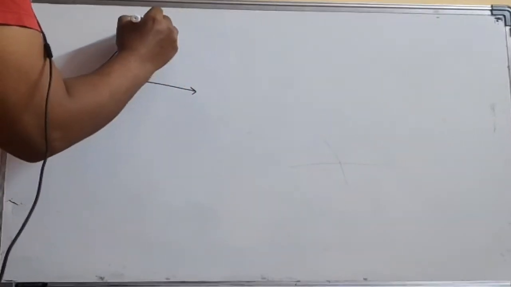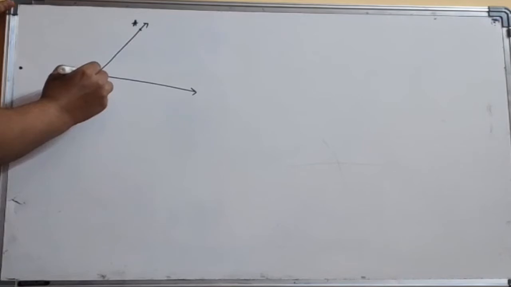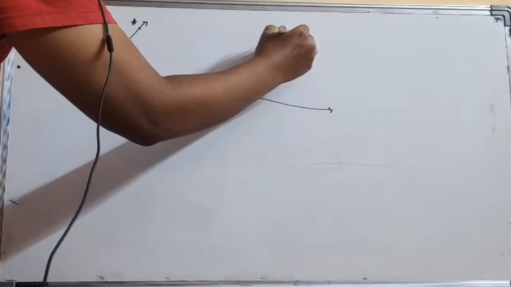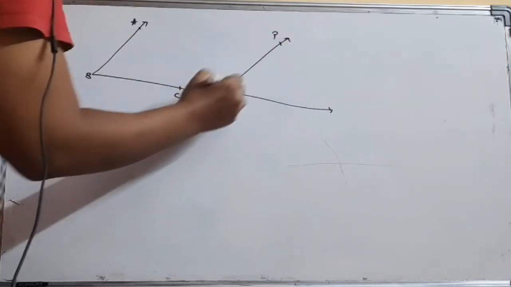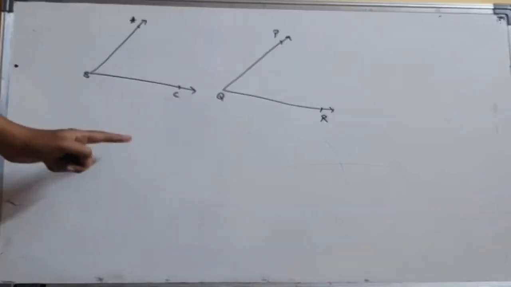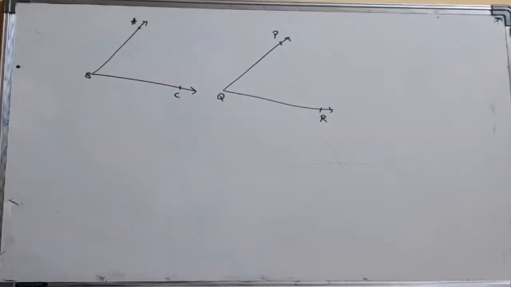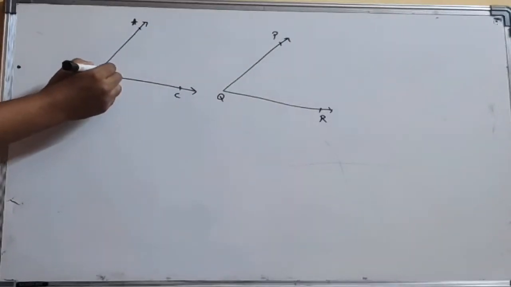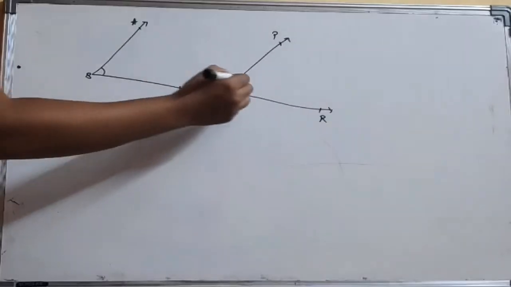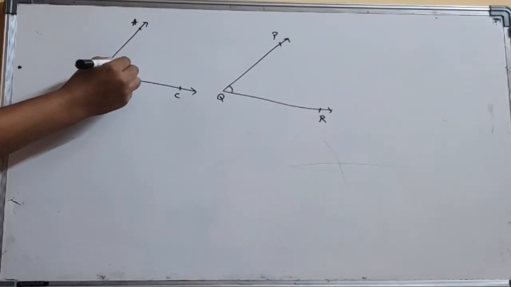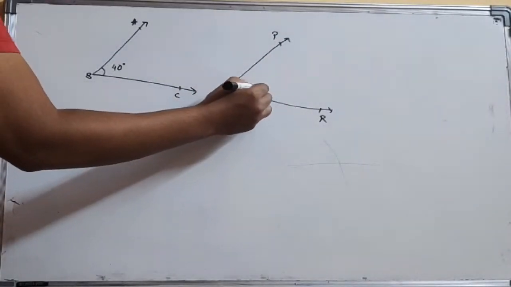Students, look at these two angles. I have drawn two angles. First is angle ABC. The second one is angle PQR. Now, I will write the measures of these angles. Students, the measures of the angles are written over here. I'll consider the measure of this angle is 40 degrees and the measure of this angle is 50 degrees.